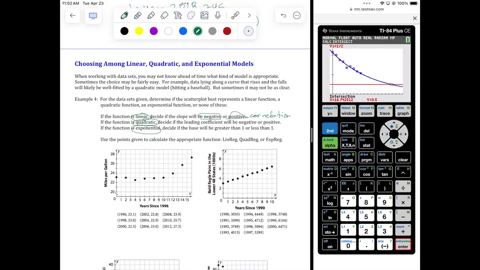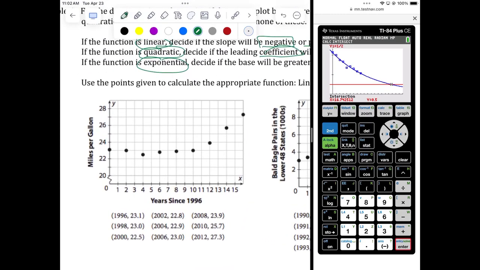If it's quadratic, you want to know if the leading coefficient is positive or negative, right? If it's negative, it's going to open down. If it's positive, it's going to open up. And if it's exponential, we want to know if it's going to be growth or decay, if the base is between 0 and 1 or greater than 1. Got it? All right, so let's look at the first one here.